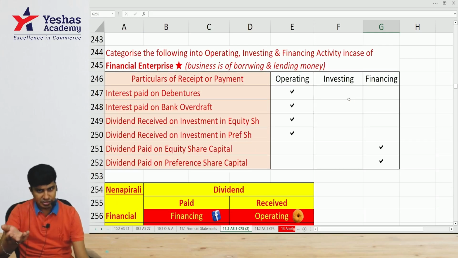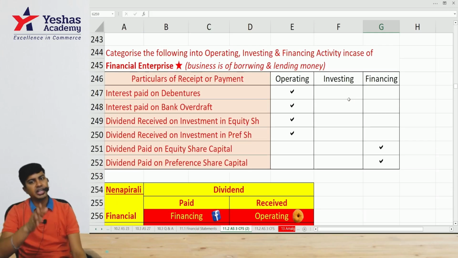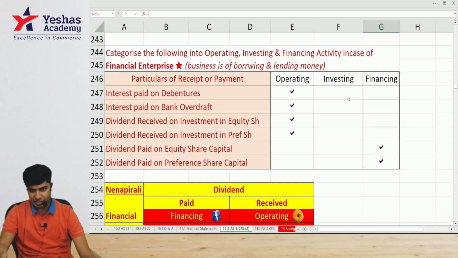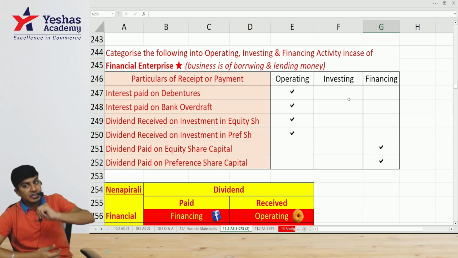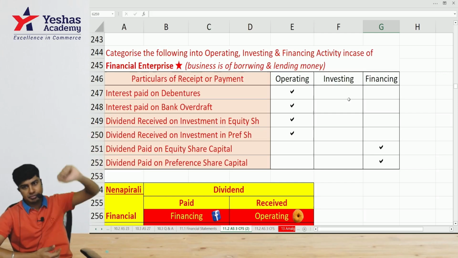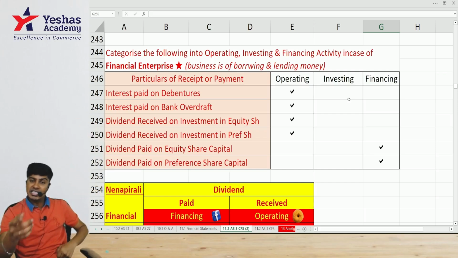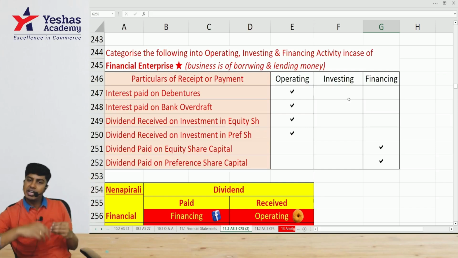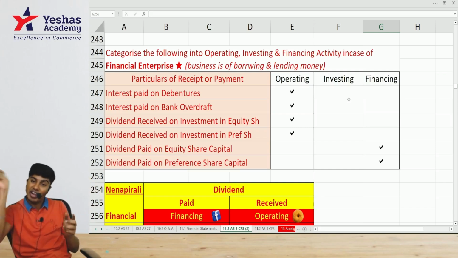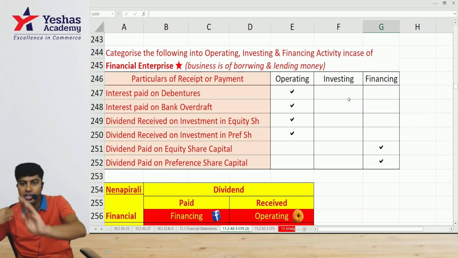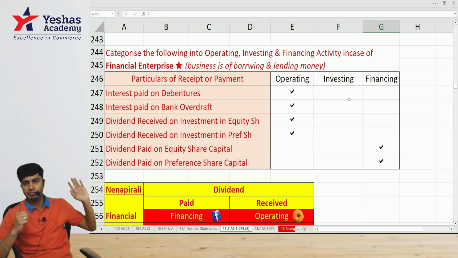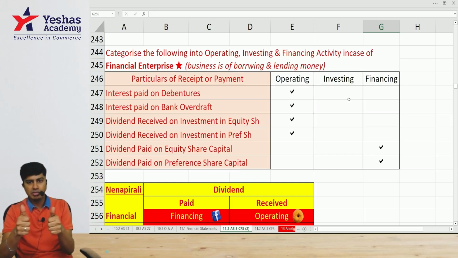Interest received is usually investing activity. Interest paid is usually financing activity. If your business itself is lending money, interest received and interest paid are both operating. Dividend received is investing. Dividend paid is financing. If you are a financial enterprise, dividend paid will remain financing. Dividend received, instead of investing, will become operating. Did I answer? Very good.